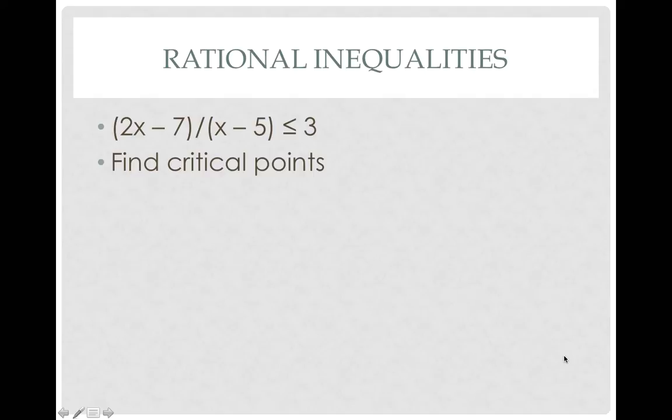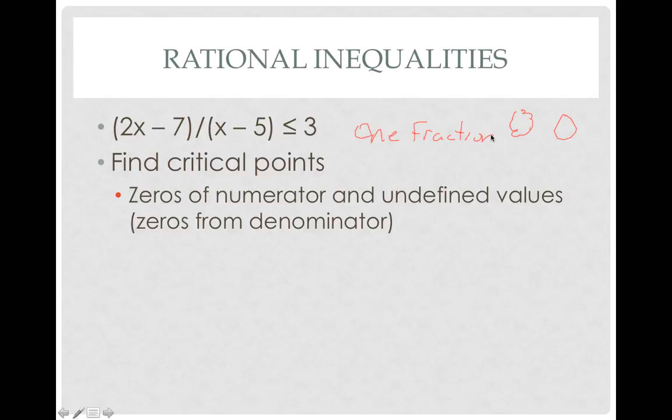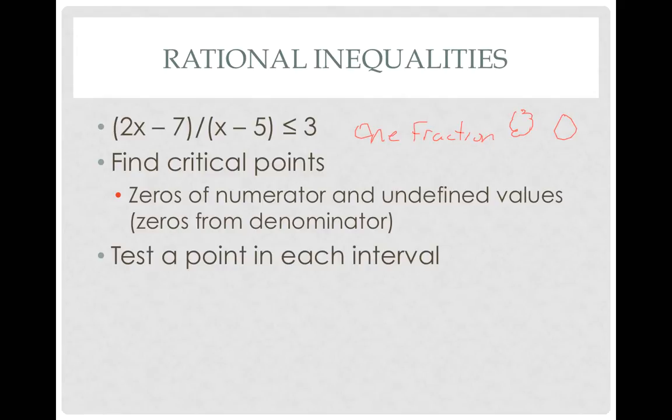So this is what we did. We combined the fractions together, make it one fraction. I didn't write that, but it's got to be one fraction with the inequality compared to 0. Then you find your critical points. Critical points are zeros of the numerator and zeros for the denominator. And then you're going to test a point in each interval.